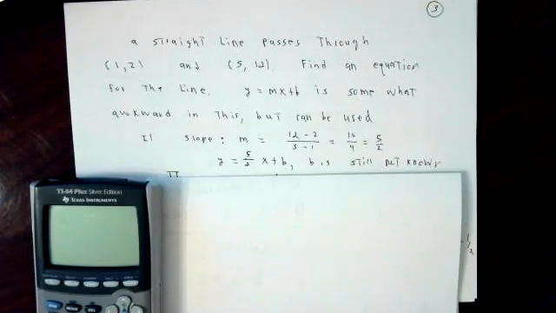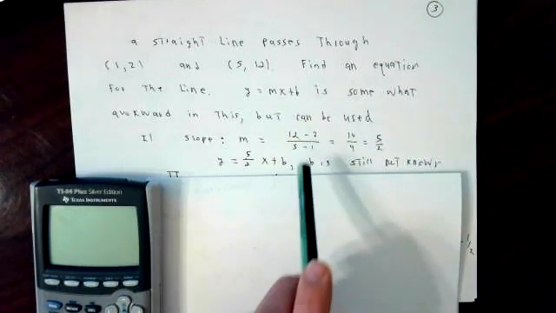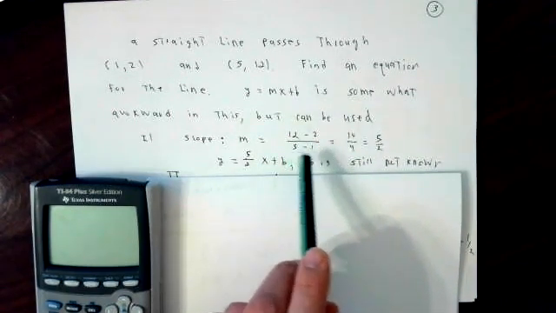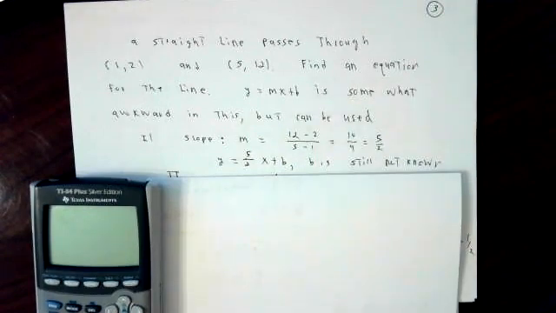I've got to figure out the slope. I'll call one of my points 1, 2. I'll call that x1, y1. The other one will be x2, y2. And if you calculate the difference of y2 minus y1, over x2 minus x1, that ends up being 5/2 after all the simplification has been done. So I know what the m is now.